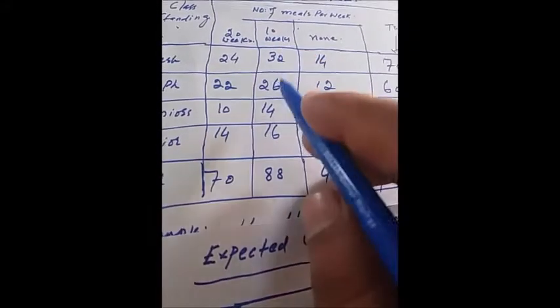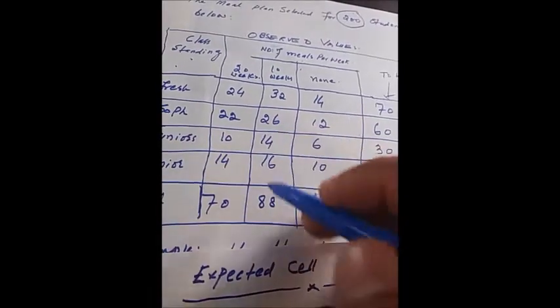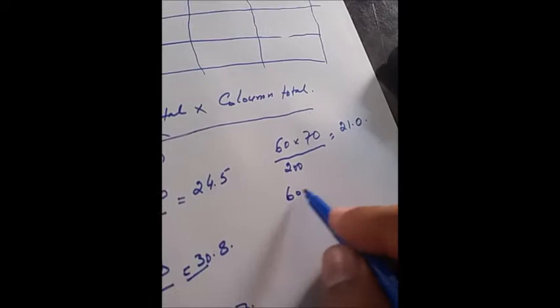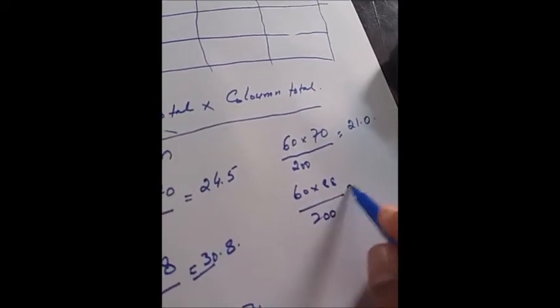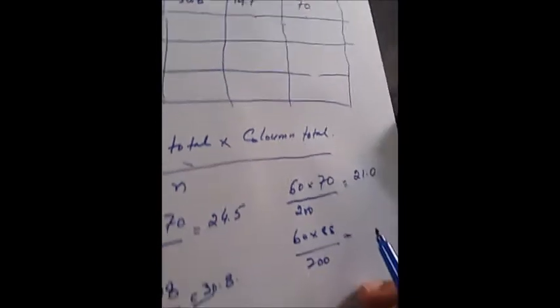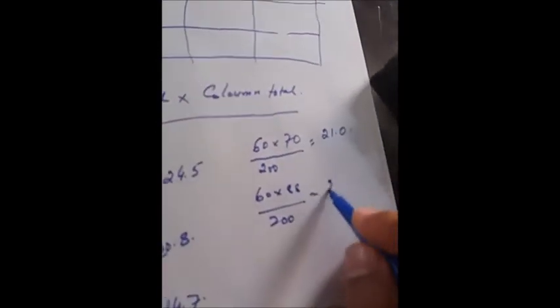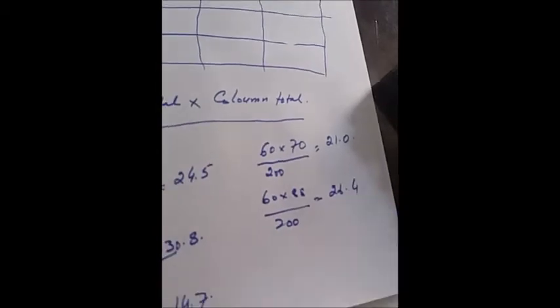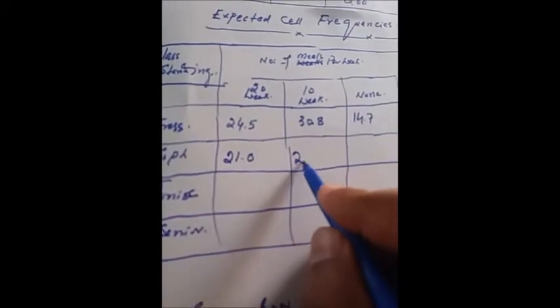Now for 10 weeks, 60 multiply 88 divided by 200. So the value will be 26.4. So the same 26.4 will be added in this 10-week column.